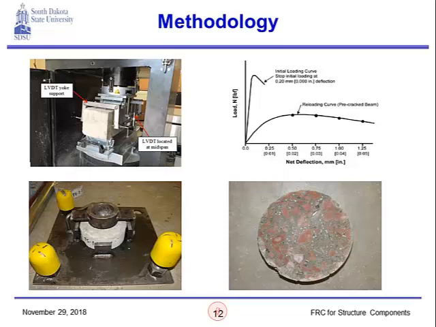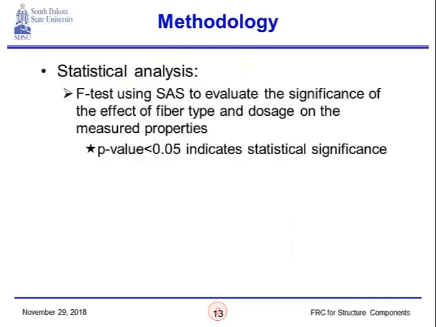And this picture shows the saw-cut side of the cylinder. And as I said, by visual inspection, we looked into all of them, and pretty much all of them seem to have a very uniform, random distribution. And we didn't see any notable fiber balling in all of our mixes. So we conducted statistical tests here.